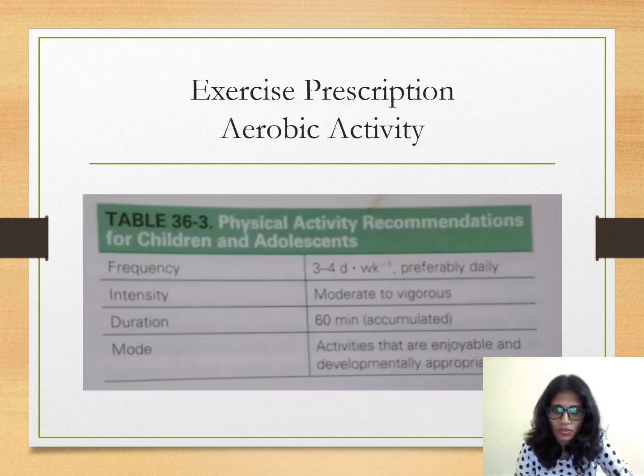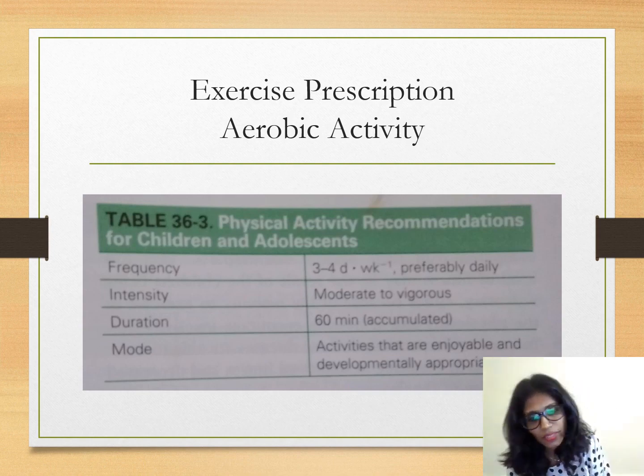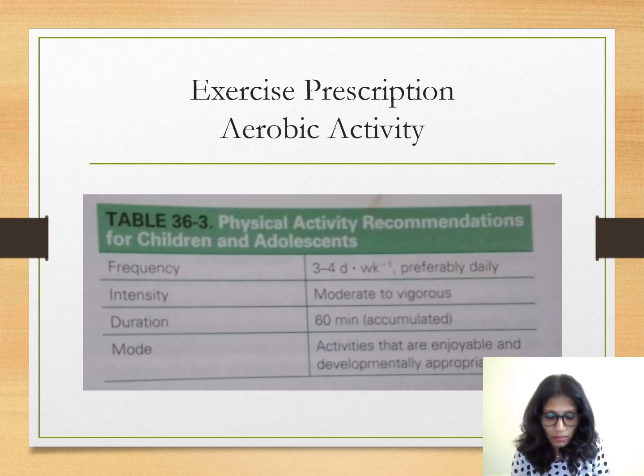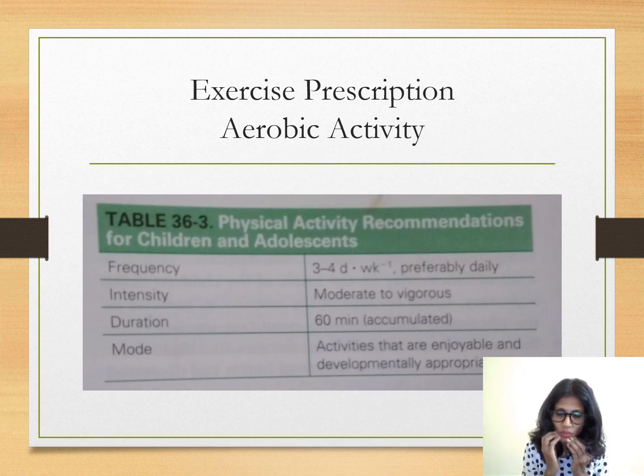And aerobic prescription. So aerobic activity for children and adolescents. They can actually do at least 60 minutes of physical activity every day. It is an accumulation: they can do 30 minutes in the morning and 30 minutes in the evening, but altogether they have to do at least 60 minutes of physical activity in a day, and at least 3 to 4 days per week, and preferably every day. Okay. The intensity can be moderate to vigorous, and the mode of activity should be appropriate for kids, because they are in the growing stage and they should enjoy it.